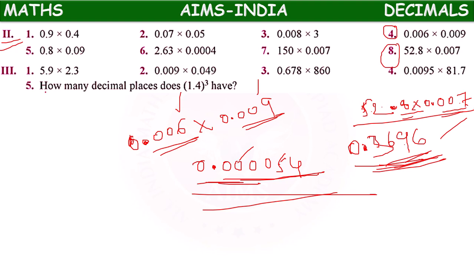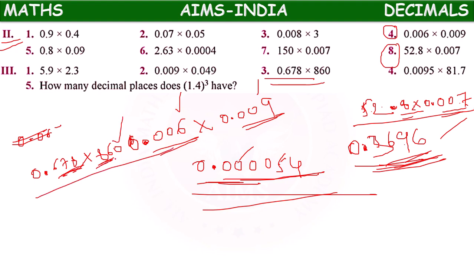Next, third Roman. Let's take this question. Third question. 0.06 0.678 into 860. 678 into 860. So if we have 860, we have to multiply 678 and 86. Then we have to keep 1 0. So what we can do first with 6.